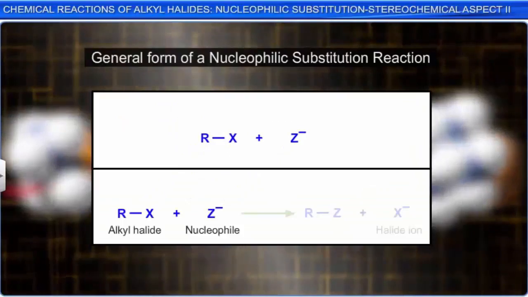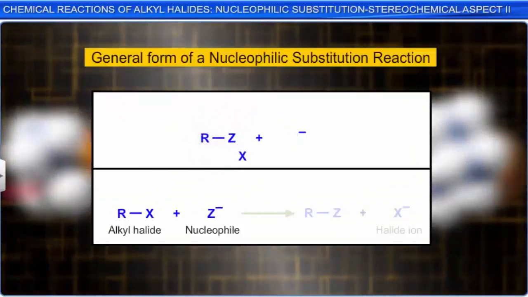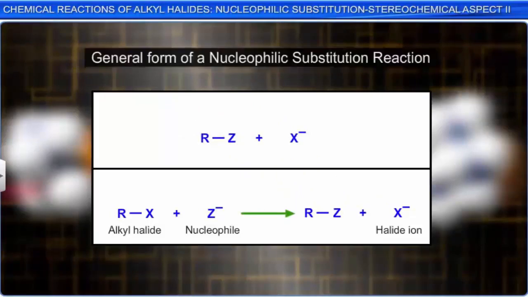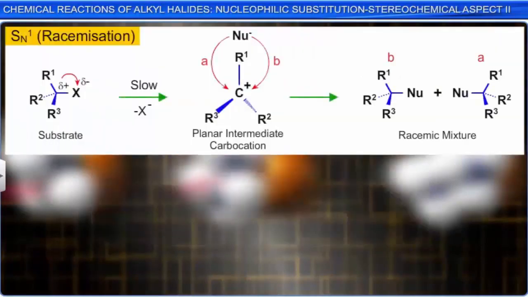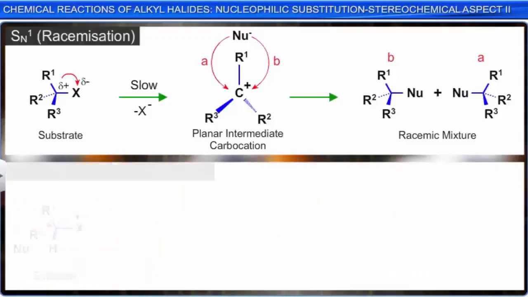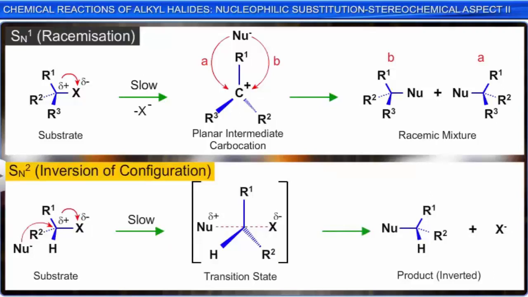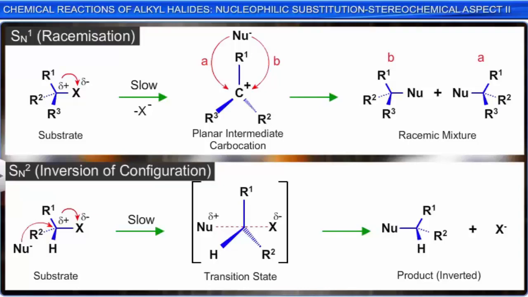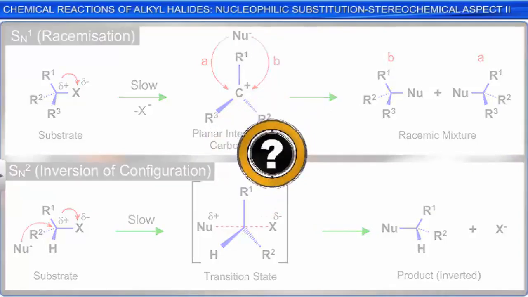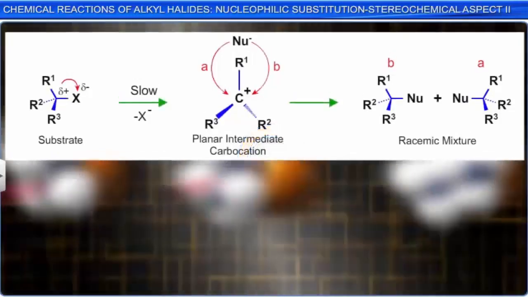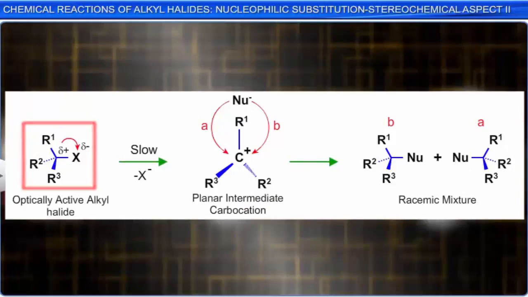You are already familiar with the reaction mechanism of nucleophilic substitution reactions of alkyl halides. An SN1 reaction is accompanied by racemization, while an SN2 reaction proceeds with inversion of configuration. Can you think why? We can illustrate the stereochemical aspects by taking the example of an optically active alkyl halide as a substrate.